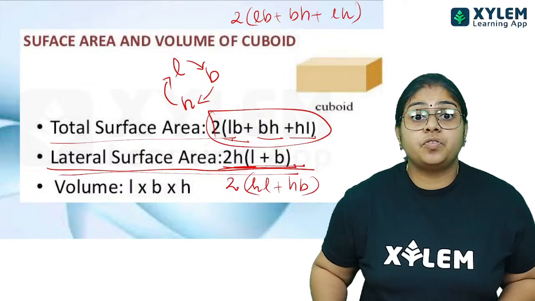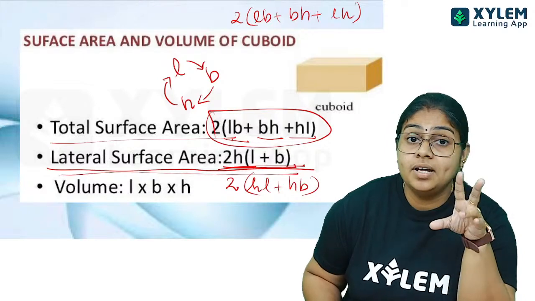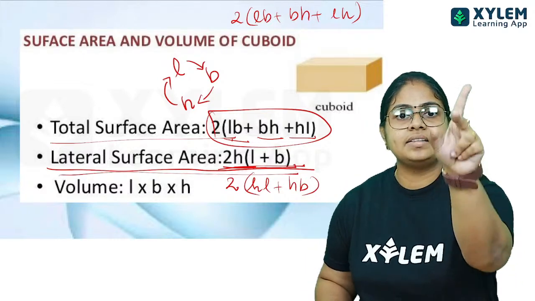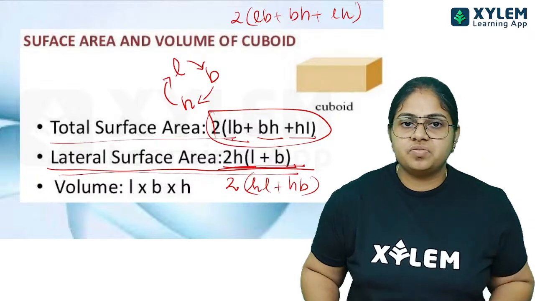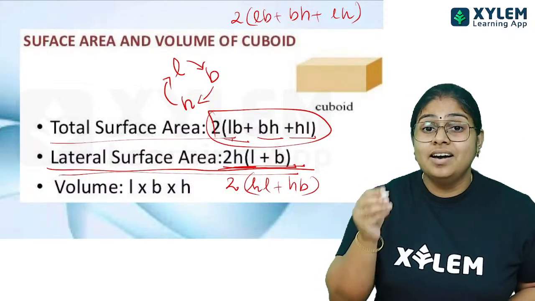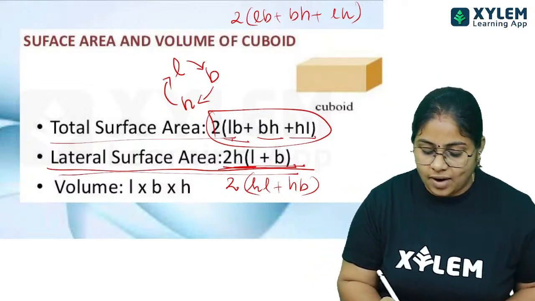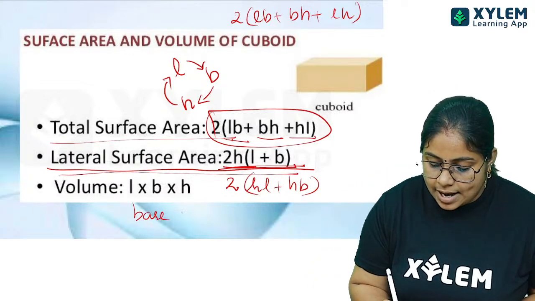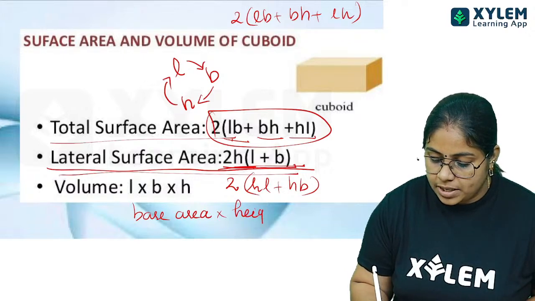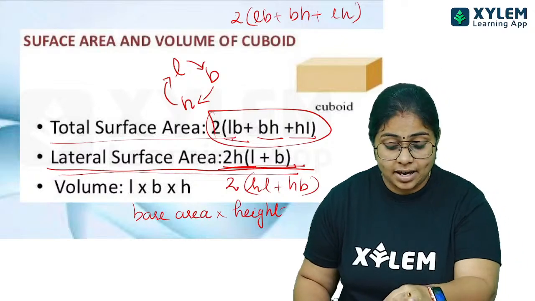Okay, and its volume means, as I told you, when we are finding the volume it's a 3-dimensional quantity. 3 dimensions will come: length, breadth, height. For finding the volume of a cuboid, for finding the volume of any solid, we can write: base area into height. This will be coming as the what? Volume.